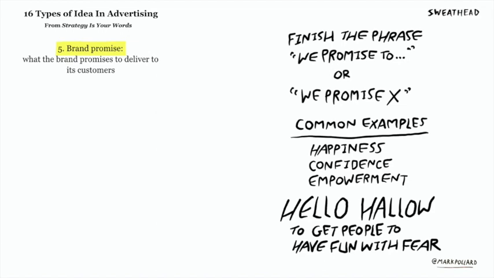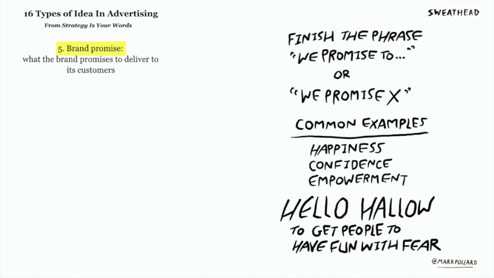Sometimes brand promises are like brand essences, and they just feature a word. We see words like happiness and joy, confidence, empowerment. These things pop up a lot, maybe with some other words around them. For Hello Halo, we've decided that Hello Halo promises to get people to have fun with fear. I'm repeating language here because at this point it doesn't really matter. We kind of know what the brand's going to be about, and it's going to turn on fun with fear in some form.